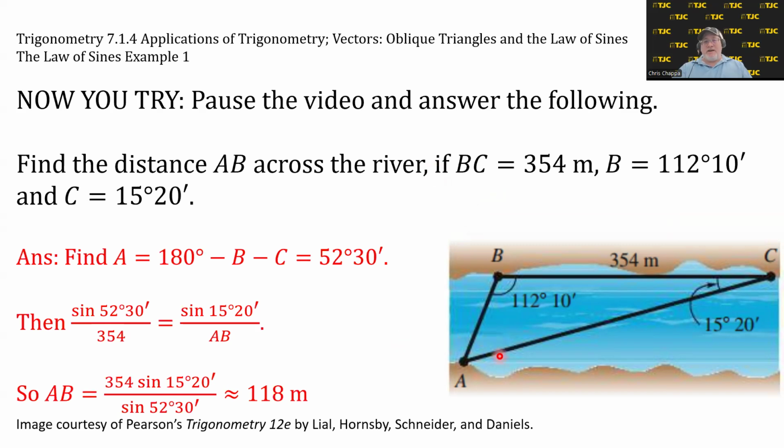As before, we need to find angle A because that would give us the complete angle side pair. Angle A is 180 minus B and C, 52 degrees 30 minutes. Then we can set up sine of 52 degrees 30 minutes, angle A, divided by side A, 354 meters, equals sine of 15 degrees 20 minutes, angle C, over side C, which I've represented as segment AB. Solve, and we get AB is approximately 118 meters.